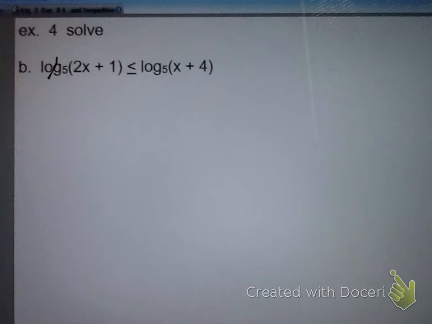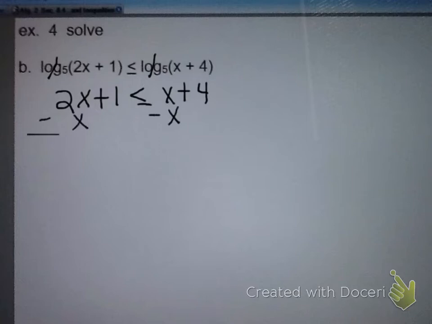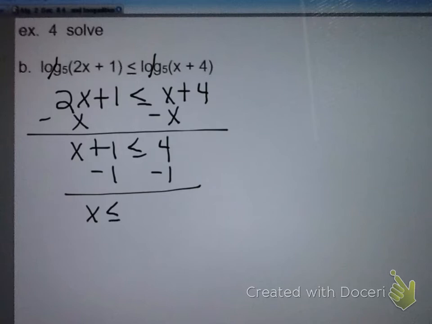Okay, let's do example B. The log base 5's go away, so we're going to put 2x plus 1 is less than or equal to x plus 4. We're going to solve for x. So that's x is less than or equal to 3. We're going to graph it.